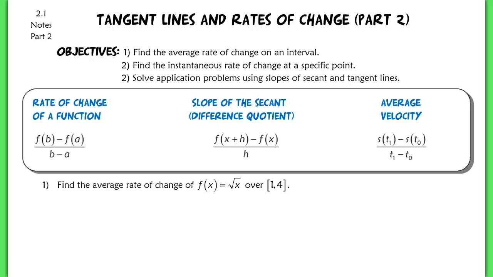This lesson is part 2 of section 2.1 on tangent lines and rates of change. Now our objective today is going to switch a little bit. We're going to actually apply what we learned yesterday with the slopes of tangent lines and secant lines. We're going to find the average rate of change on an interval. We will find the instantaneous rate of change at a specific point and solve application problems that use the slopes of secant and tangent lines.